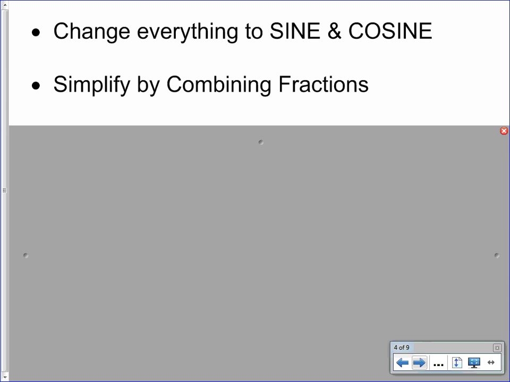Simplify by combining fractions, okay? If you have two fractions that are being added, common denominators, add them together.